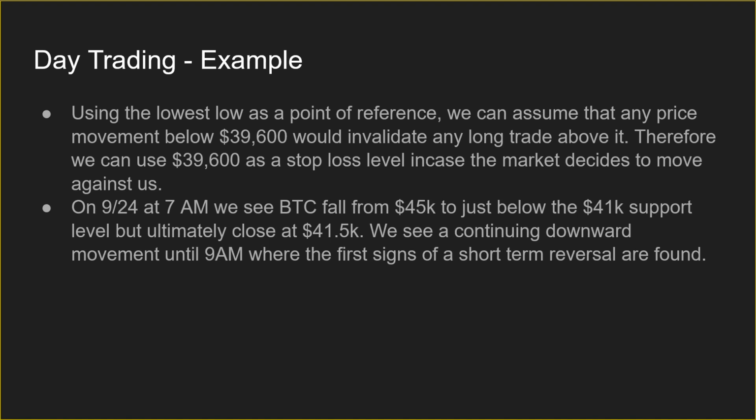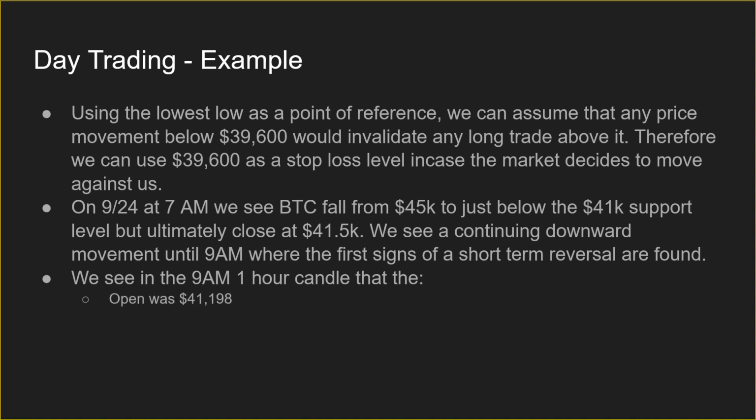On September 24th at 7 a.m., we saw that Bitcoin fell from 45,000 to just below the 41,000 support level, but ultimately closed at 41.5K. We see a continuing downward movement until 9 a.m., where the first signs of a short-term reversal are found. And we saw on that 9 a.m. 1 hour candle that the open was $41,198. The high was $42,018. The low, $40,872. And the close was $41,863.